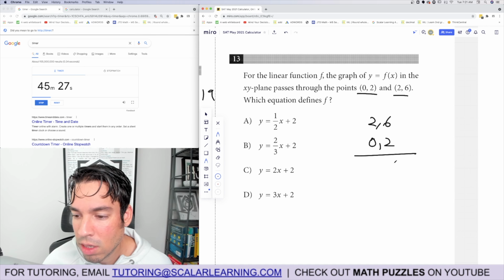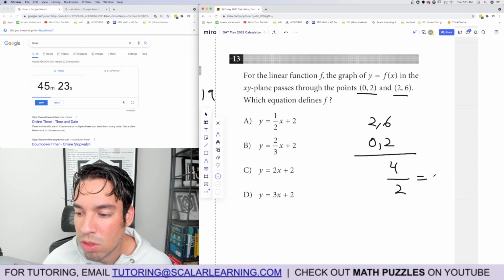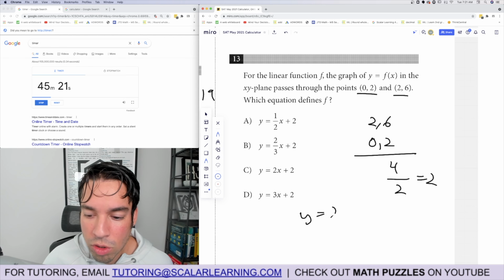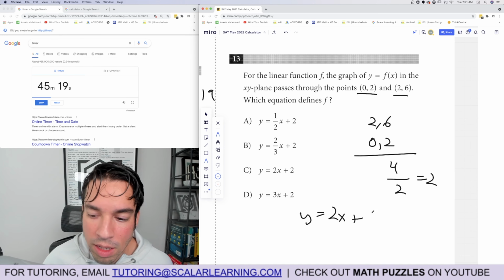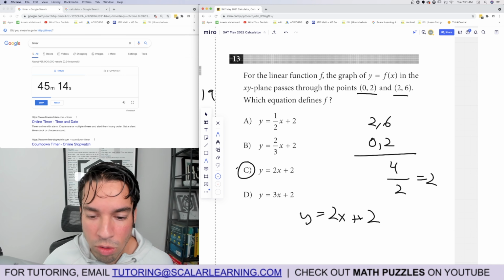That's nice. So this is what I do. I stack the coordinates, subtract down. The slope is 6 minus 2, which is 4, the difference of the y's over the difference of the x's. Slope is 2, so it should be y equals mx plus b, and the y-intercept is 2, as I said. So y equals 2x plus 2, boom, done.